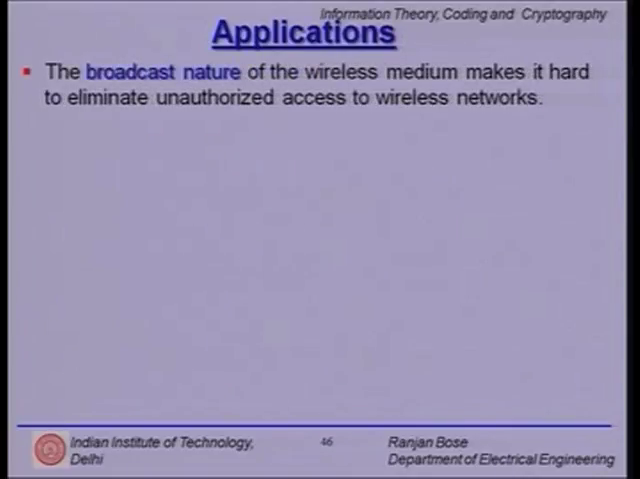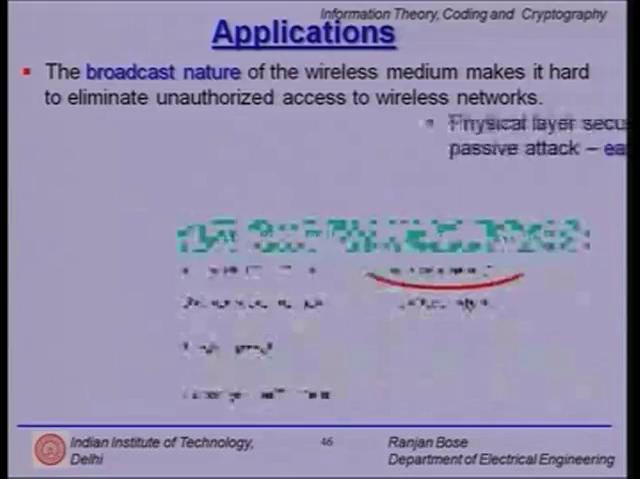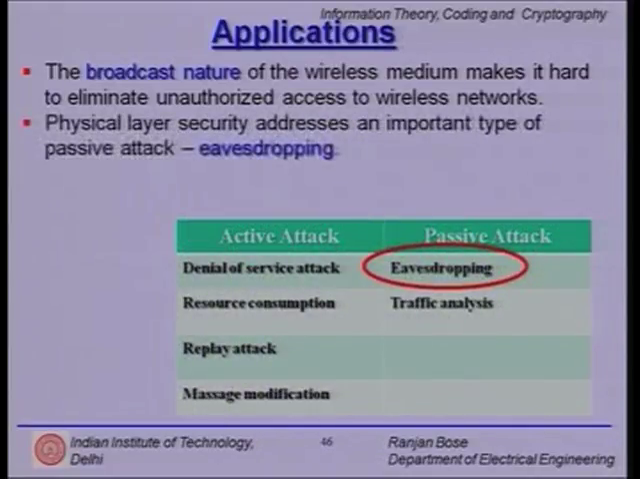So we try to conclude this lecture with some applications. Please note that the broadcast nature of the wireless medium makes it very hard to eliminate unauthorized access to wireless networks. People can be standing outside the room and listening in. They can be sitting in cars parked outside the house and listening in, in an office scenario or home scenario. It becomes very difficult to get rid of eavesdropping. Physical layer security addresses this problem. This passive attack, eavesdropping, is primarily addressed by physical layer security.